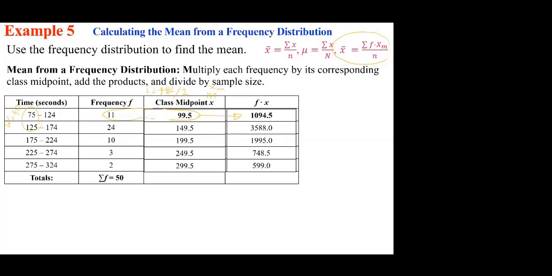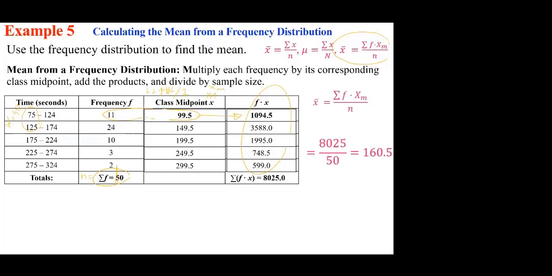And what do we do now? We need to have the sum of the frequencies, and we have it. We need to have the sum of this last column. We add them up. And so we divide the last calculation we just did, the summation of fx, which is 8025, by the total sample size n, or summation of f. This is n, and that gives us the answer.